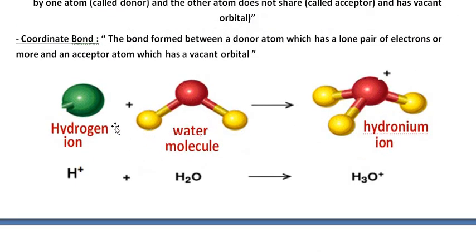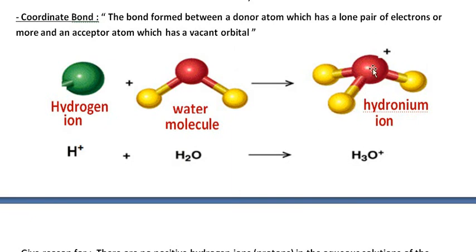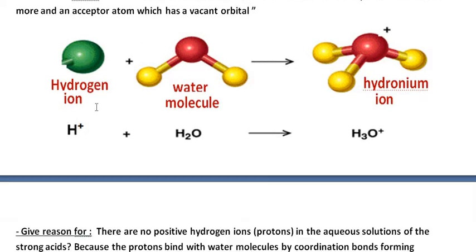For example, here the hydrogen ion doesn't contain any electron. Its outermost orbital is vacant. In water, the oxygen atom has two lone pairs of electrons. The oxygen atom can donate one of the two lone pairs of electrons to the hydrogen ion, forming this ion, which is called the hydronium ion. So the bond formed between the oxygen atom and the hydrogen ion is a coordinate bond.